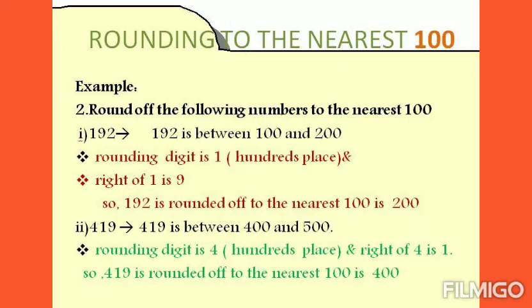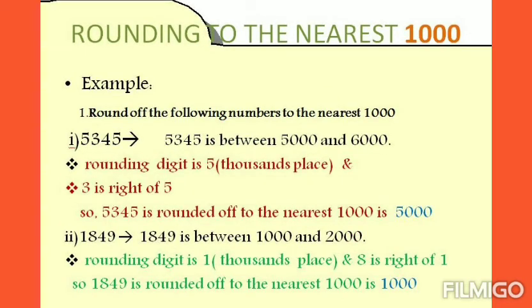Now here is your another example. Let us consider 419. We are going to round off this to the nearest 100. So let us find the rounding digit. It is at the hundreds place. The rounding digit is 4. So to the right of the 4 we have 1. It is less than 5. So we should keep the rounding digit as it is and then change the remaining places to 0. So write 4 as it is, the remaining places change it as 0. So the nearest 100 is 400. 419 rounded off to the nearest 100 is 400.